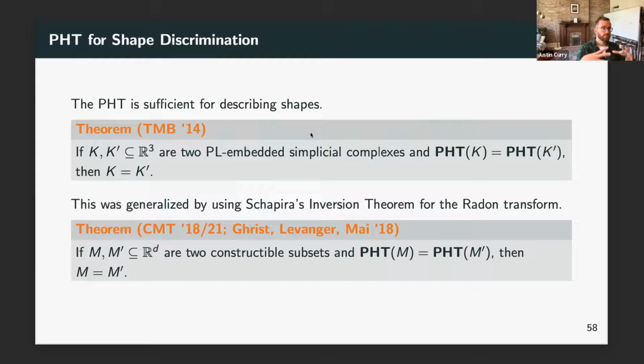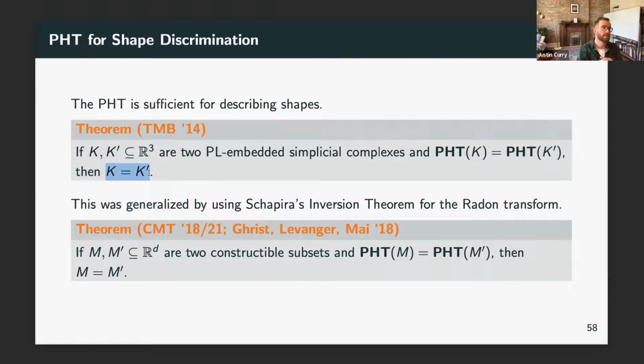One of the reasons we like the PHT is that if you look in all directions and take persistent homology, it completely determines the shape. This was an injectivity result first proved by Kate Turner, Sayan and Doug Boyer in 2014, in the setting of PL embedded simplicial complexes in R^3. The statement goes that if I have 2 of these in R^3 and their PHTs are the same, then the subsets actually are the same.